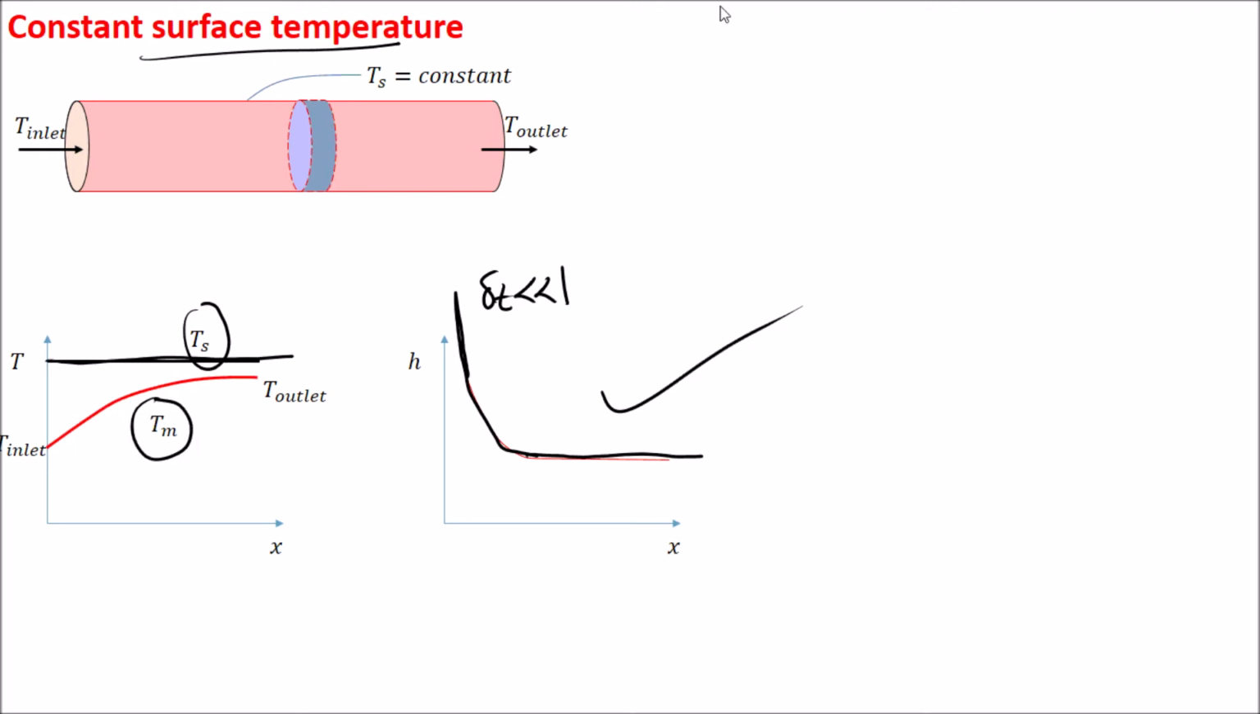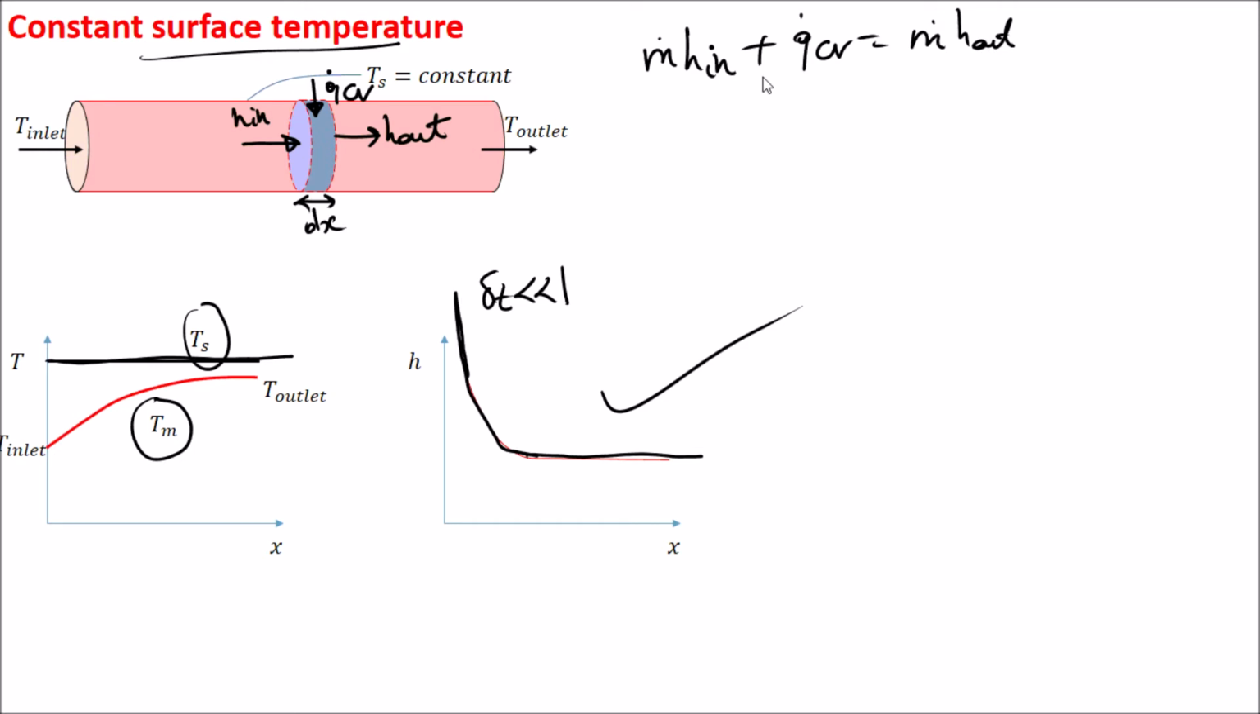Therefore we should first write the energy balance for this elemental volume. Here you have the TS wall, here you have the enthalpy in, you have the enthalpy out, and you have q dot cv. If I write the energy balance, this one has a thickness of dx, so you will have m dot enthalpy in plus q dot cv equal to m dot enthalpy out. Enthalpy in is the same as out; this is the first law for steady systems.